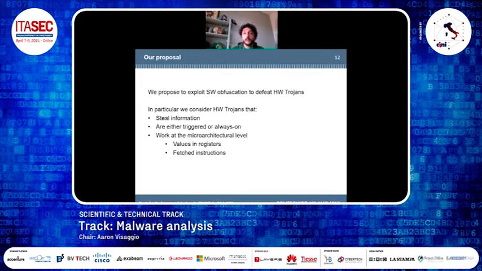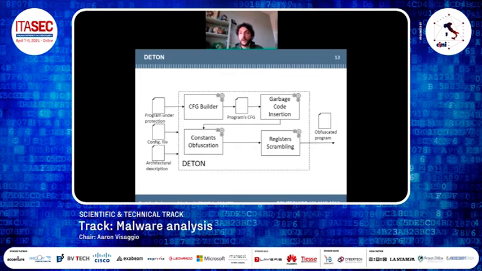The considered hardware Trojans are either triggered or always on, and we considered hardware Trojans that work at the microarchitectural level. So hardware Trojans that are able to read the values within the registers and read the fetched instructions while the software is working. We're not considering RTL or gate level Trojans. This is the framework we are proposing.